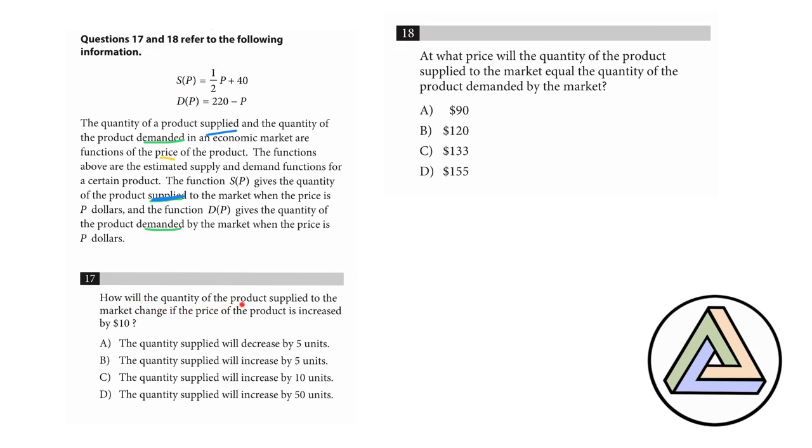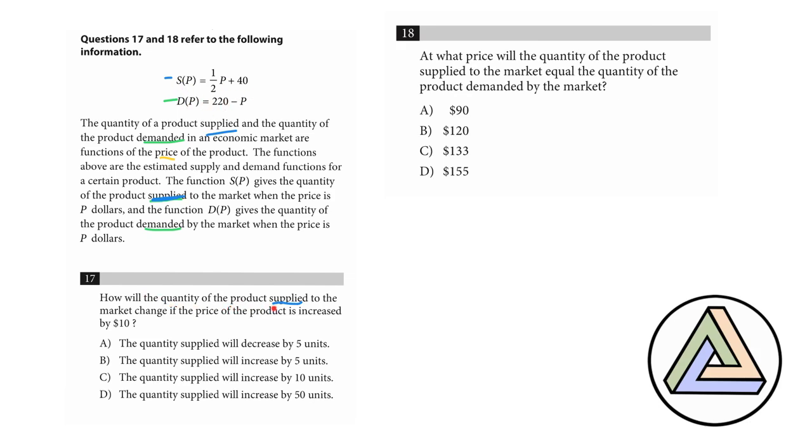Okay, great. Here they are. How will the quantity of the product supplied to the market change if the price of the product is increased by $10? Okay, so this is a moment where they're only really focusing on the supplied function, which is the top function, right? That's the top function right here. We'll have blue for supply and green for demand. So for this problem, we only really need to focus on the top function. We could sort of ignore the bottom function.